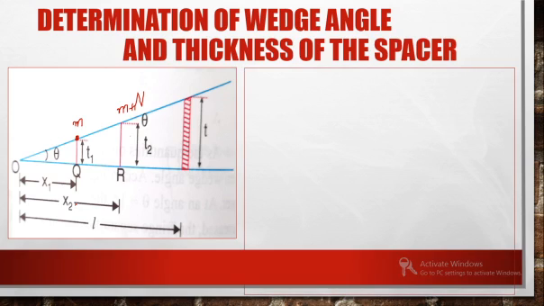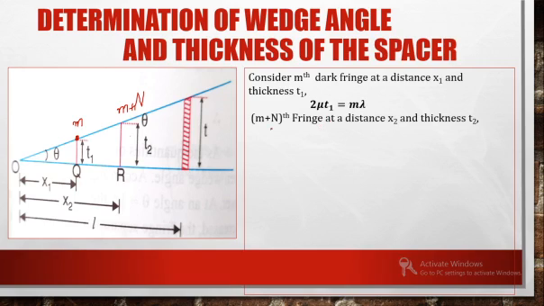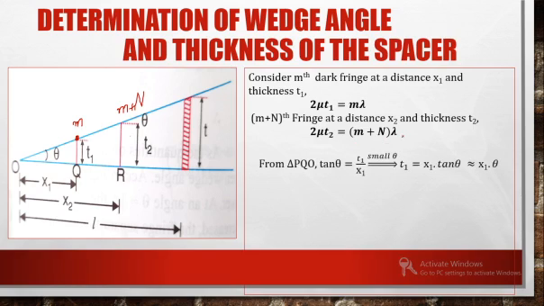So considering that, we can make use of the condition for a dark fringe for a reflected system, which is 2 mu t1 equal to m lambda for the mth order fringe with thickness t1. Similarly, for the m plus n fringe at the distance x2 and thickness t2, you can write it as 2 mu t2 equals m plus capital N into lambda. And now let's take some geometric steps for evaluation.